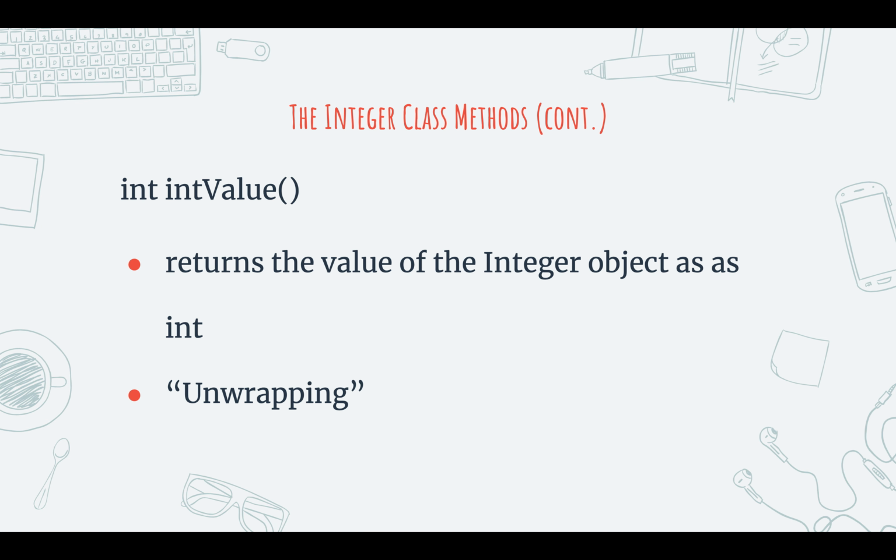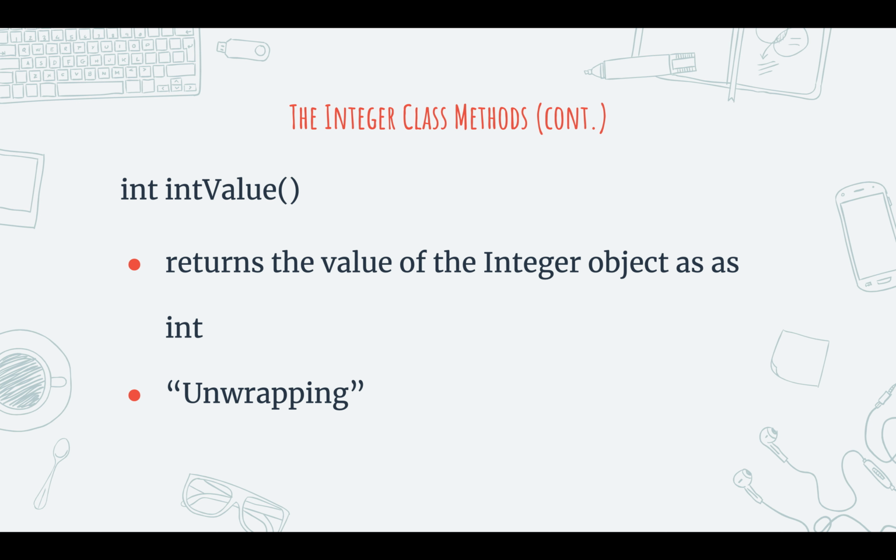You'll also have the unwrapping method of the integer class, aka the intValue method. What this does is simply return the value of the integer object as an integer. So now you're converting from an integer object, the integer that has all the methods, back into its primitive type, the one without any methods.